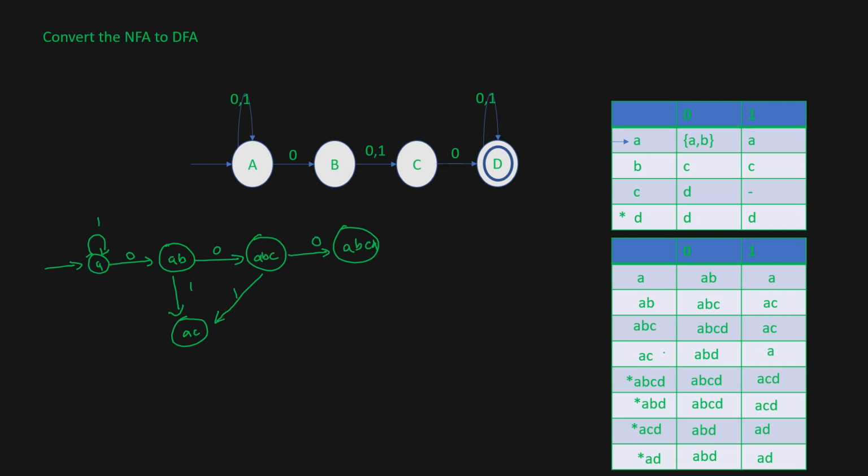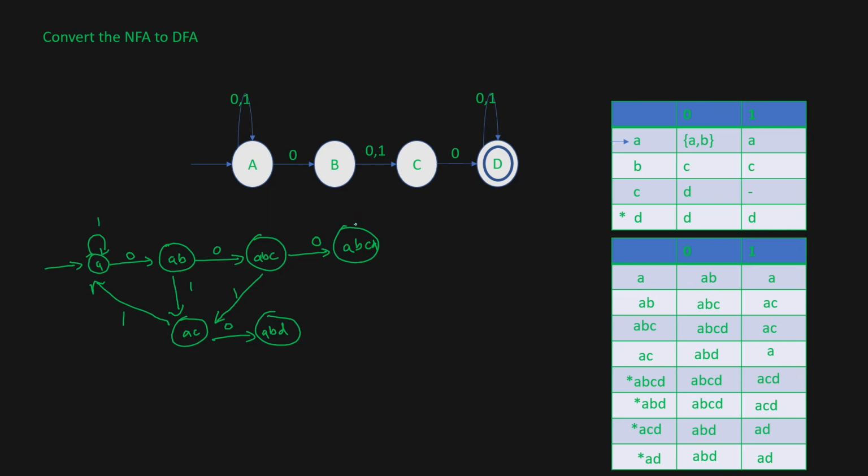Now what happens in state AC? You get input 0, you are going to go to a state called ABD, correct? And you get input 1, you are going to go to state A, correct?